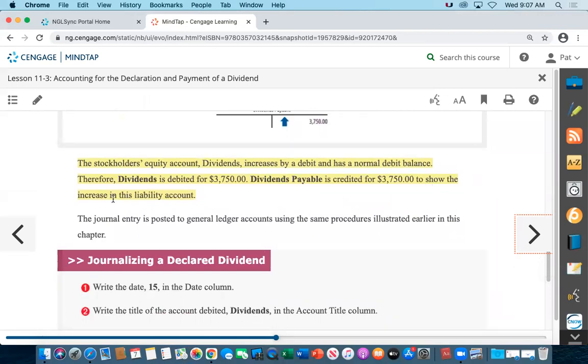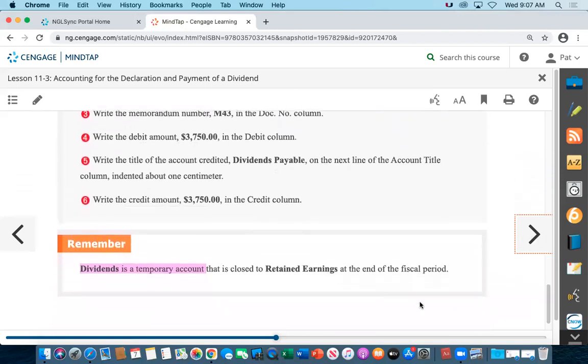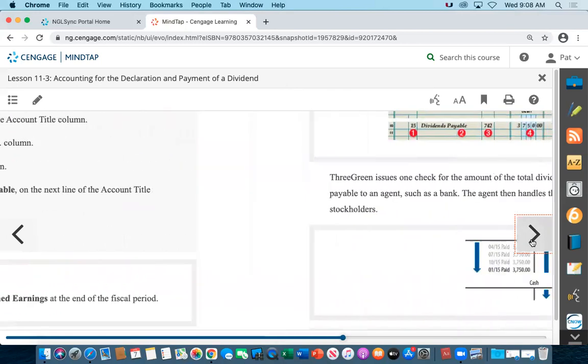Dividends payable shows the increase in liability. I don't know if I showed you that, but that's just describing what we just talked about. All right. Dividends, again, is a temporary account. That'll be something you'll need to know. I highlighted that, but it's already been highlighted above. Just as a reminder, it's a temporary account. What do we do with temporary accounts? We close them. It'll be closing to retained earnings later on in the book.